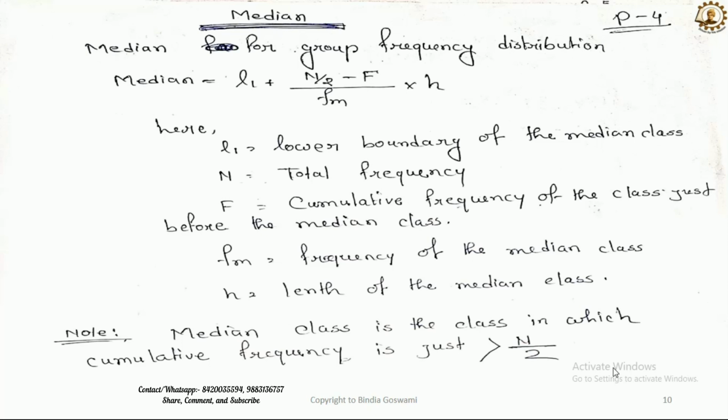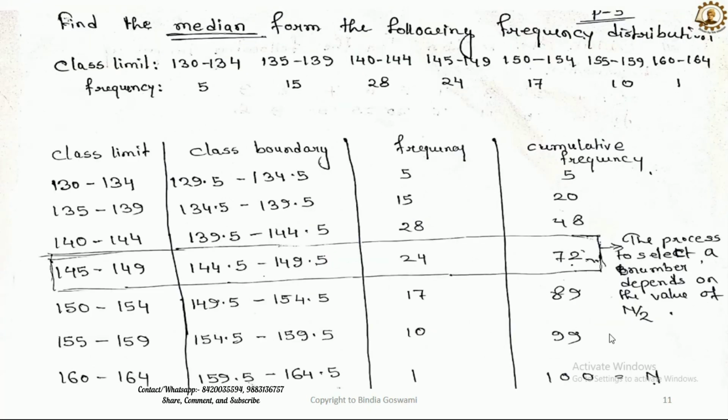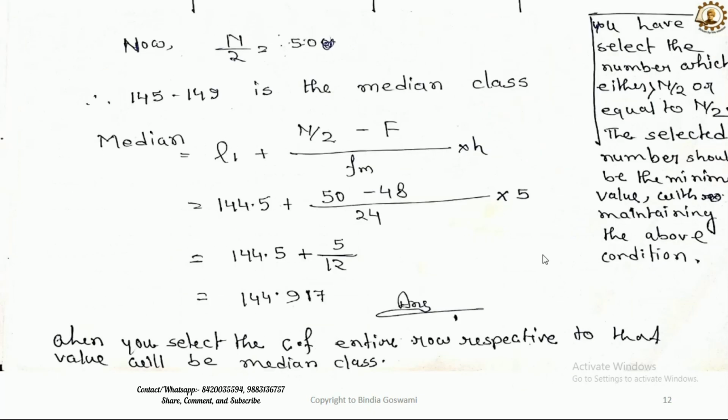The total number is 100. So here n by 2 is 50. Where is 50? The process is to select the class depending on the value of n by 2, the minimum cumulative frequency that reaches n by 2. Now n by 2 is 50, so 144.5 to 148.5 is the median class.